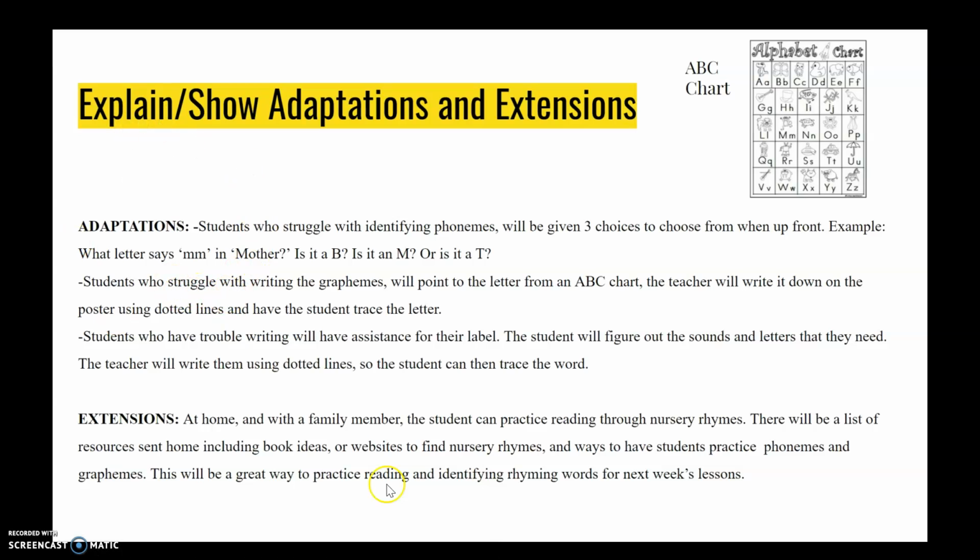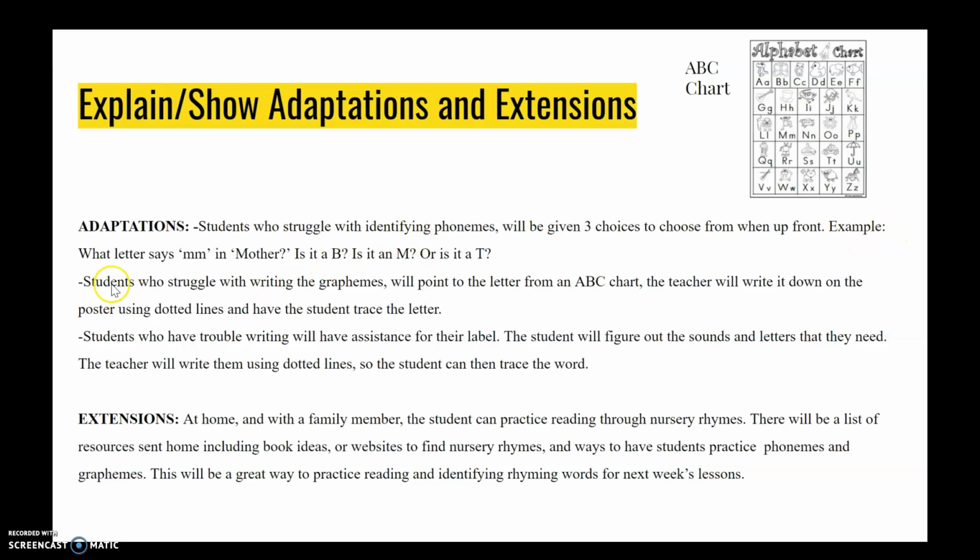So here, this is the ABC chart I was talking about, and I'll talk about this more. Some of the adaptations that I came up with are for students who struggle with identifying phonemes. So that sound, what letter makes that sound? They will be given 3 choices to choose from. So instead of having all 26 letters, what is that sound? They will be able to have 3 choices.